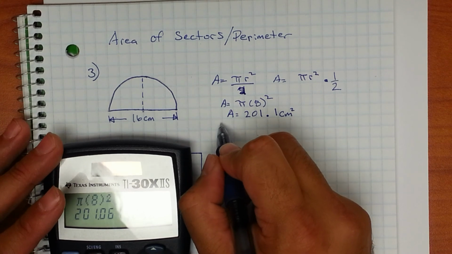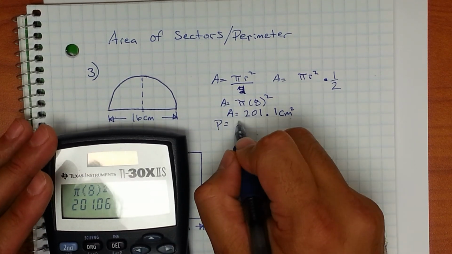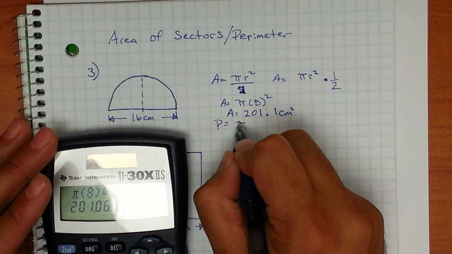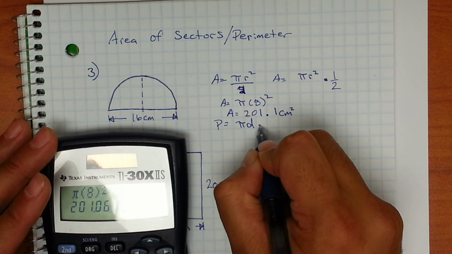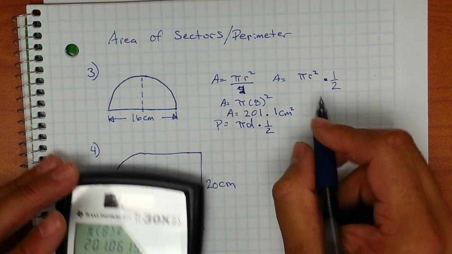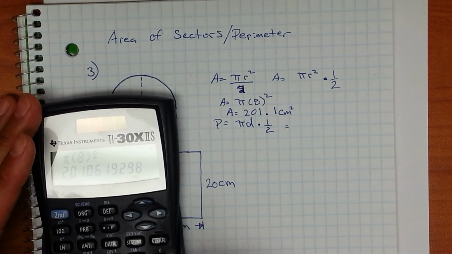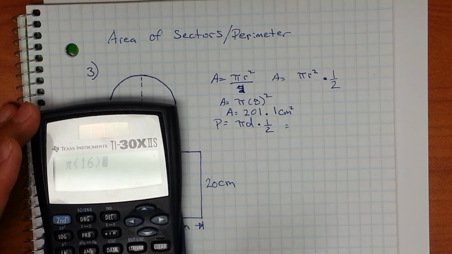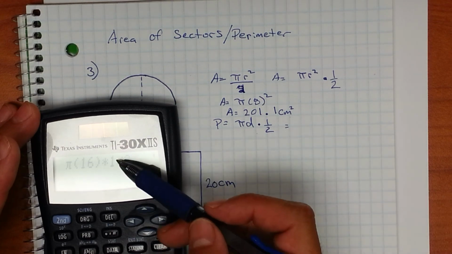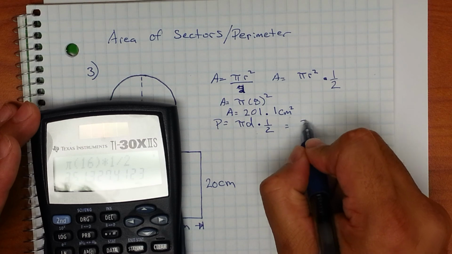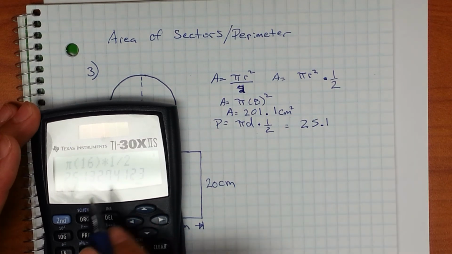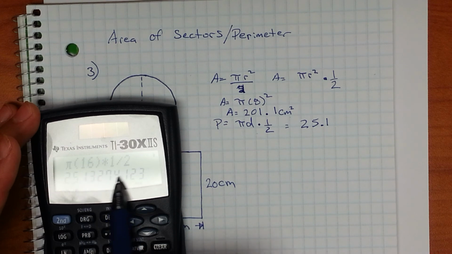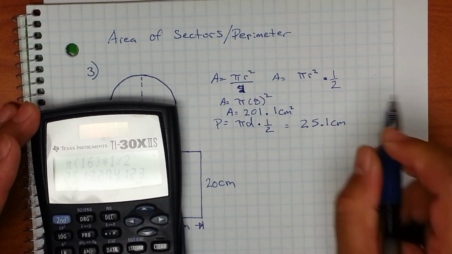Now for the perimeter, it's the same thing, it's half of it. So perimeter is equal to pi times diameter times my 1/2. My diameter here is going to be 16 times 1/2, so 1 divided by 2. That's another way of writing 1/2 as 1 divided by 2. And so my perimeter is 25.1. That 3 is not going to make that 1 go up, so it drops off. So 25.1 centimeters.